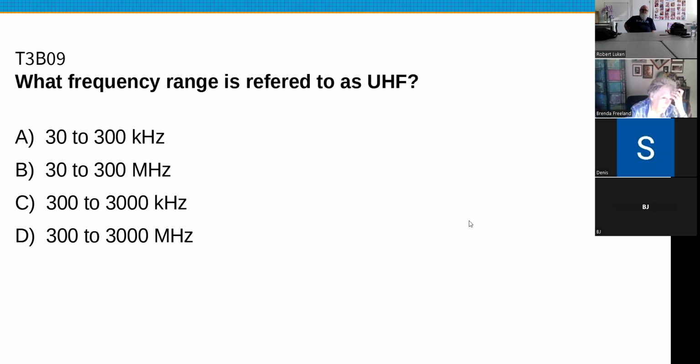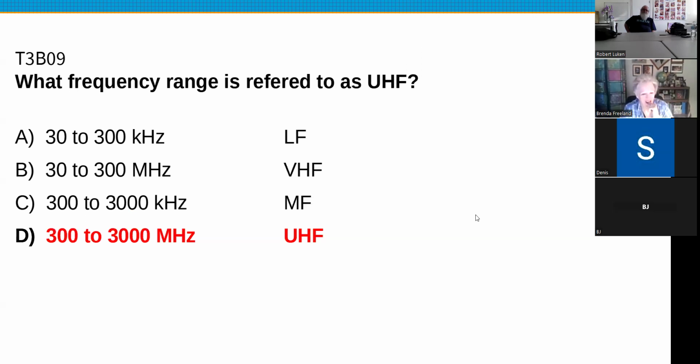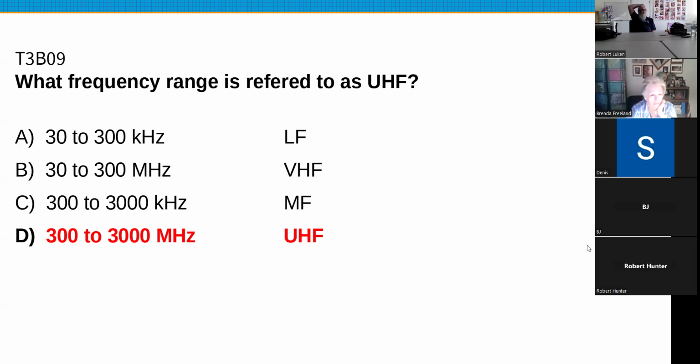What frequency range is referred to as UHF? Delta? Yeah, they threw a tricky one in here, didn't they? Yeah, that was a tricky one. They do that sometimes. Change the units on you if you don't read close.